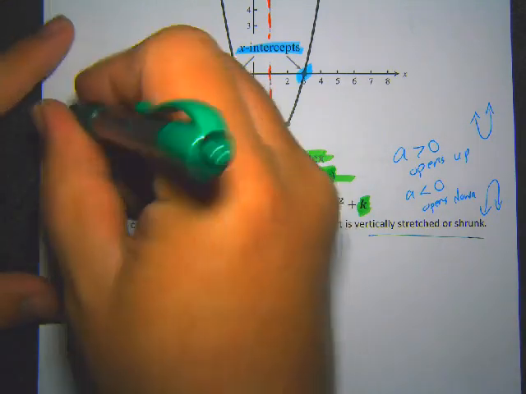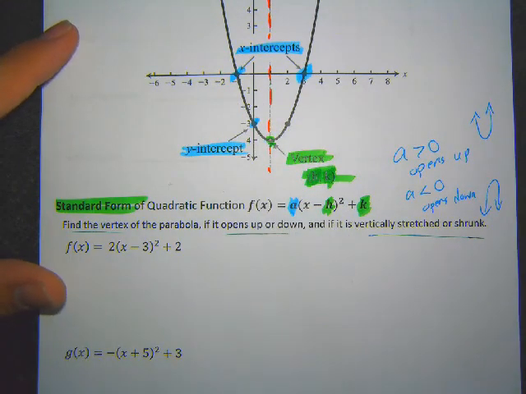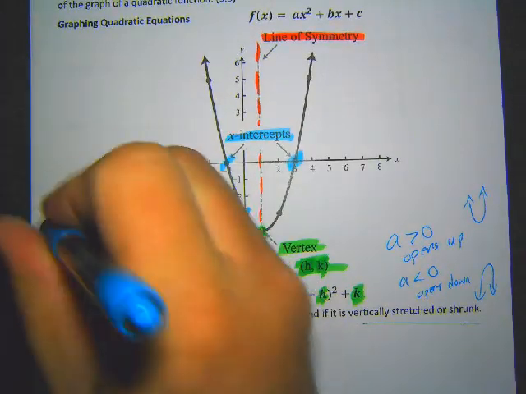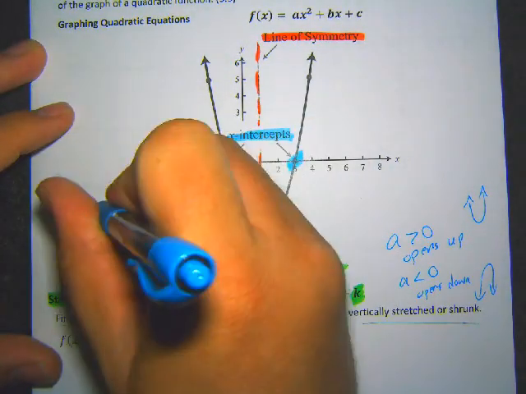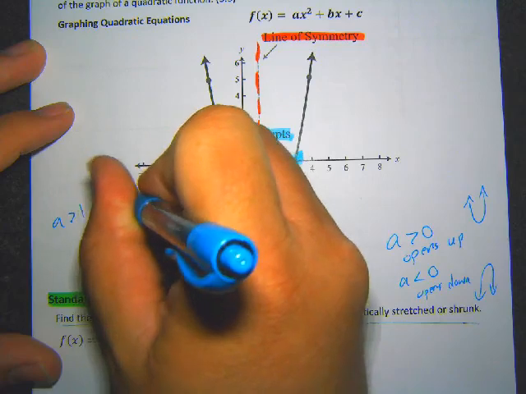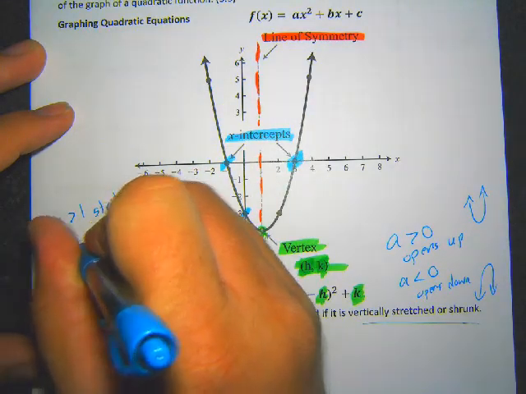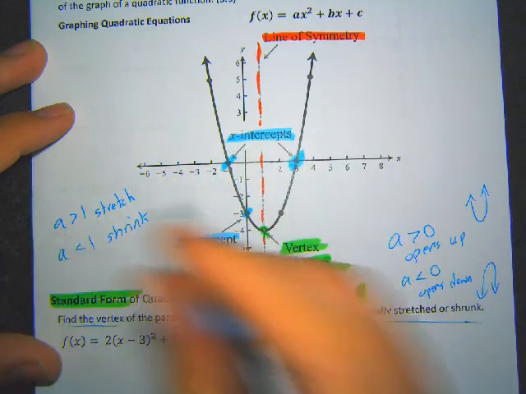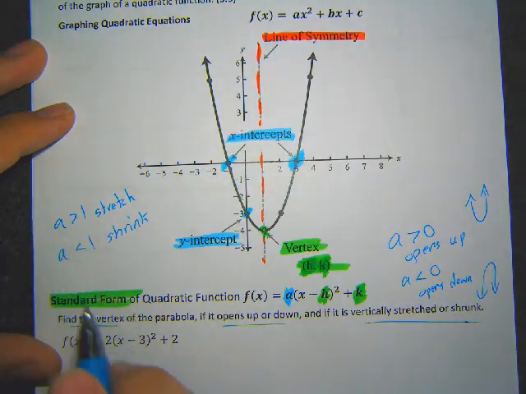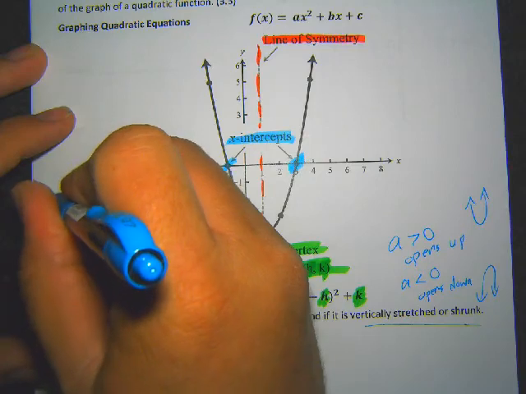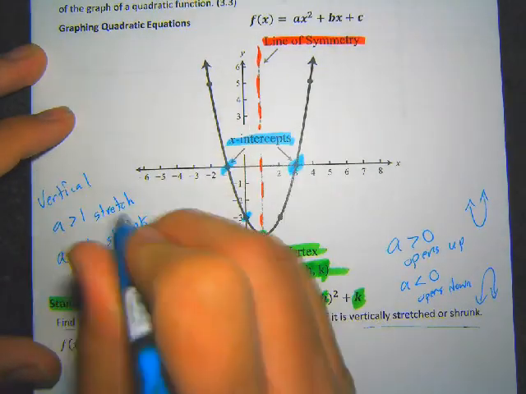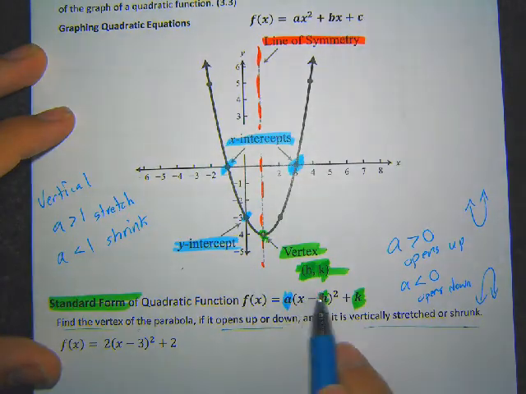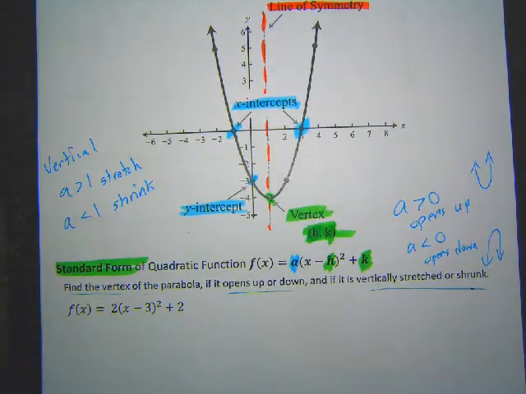Maybe I should just make a note right here, over here real quick, that if a is bigger than 1, it's a stretch, but if a is less than 1, it's a shrink. Now remember, we're always working with the positive version. We're kind of ignoring the sign when we think about stretch, shrink, and this is always a vertical stretch, shrink, because it's on the outside. It's not inside the parentheses. Okay, so we're going to look at all three of those things.